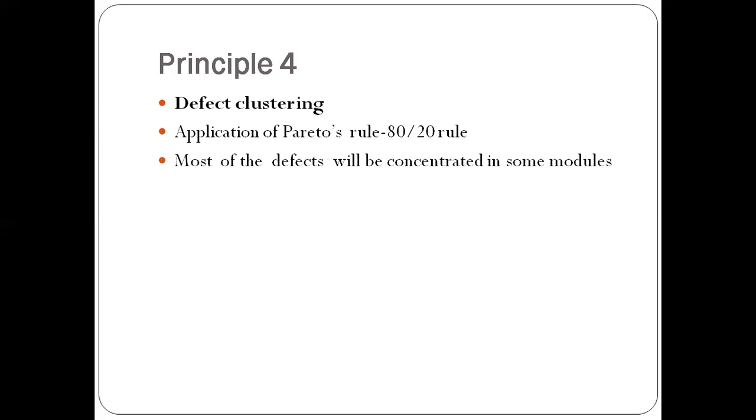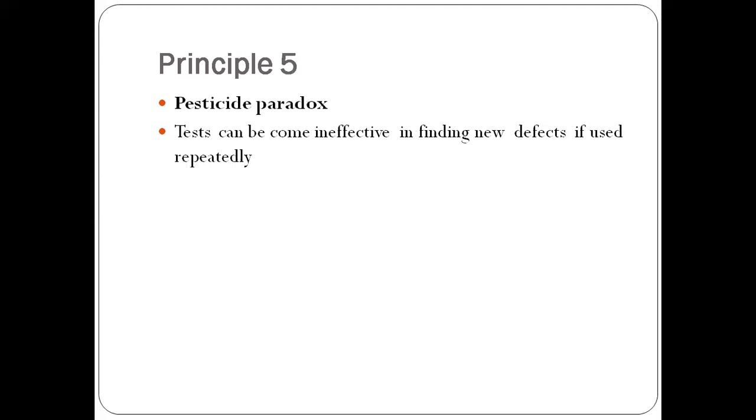So that is a principle that is obtained from the field, from experience, that most of the defects you are going to find in the software are going to be concentrated in selected modules. Okay, principle number 5 is the pesticide paradox. Tests can become ineffective in finding new defects if used repeatedly.